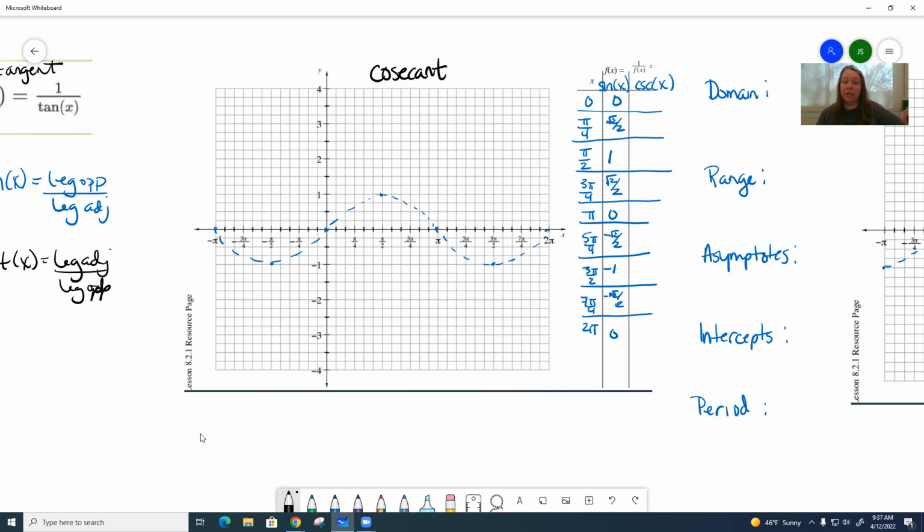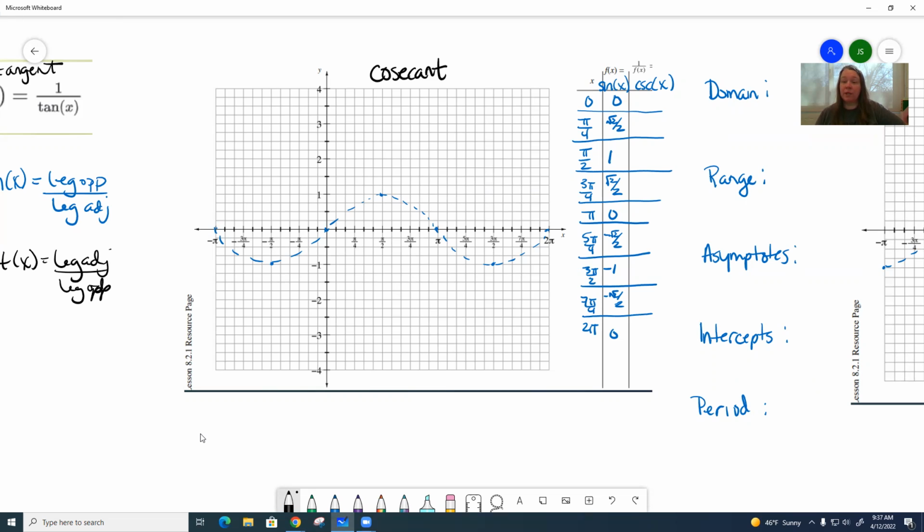So I have started with a sine graph, and you'll see over here, I have a little table. I just made the table. I got these values directly from the unit circle, and I just did it based on this scale right here. And the reason I want the table is because the cosecant is the reciprocal. So I want to find the reciprocal of all these values.